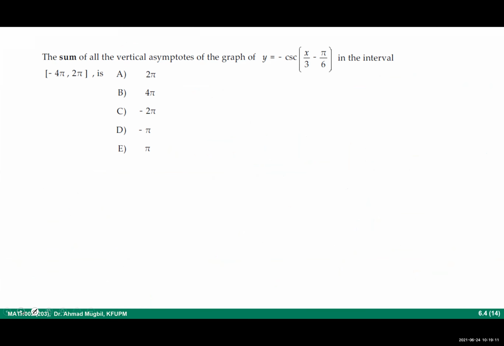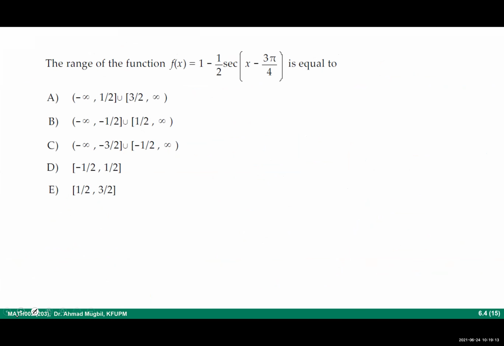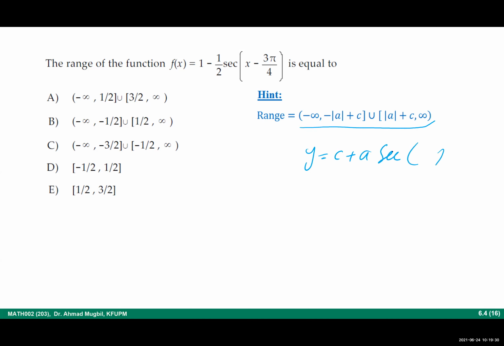Let me give you a final question. What is the range of this function, if you know? The hint: we have a formula. When you have y equals c plus a secant, whatever, the range will be like this. So according to that, who can tell me which answer is the right answer?